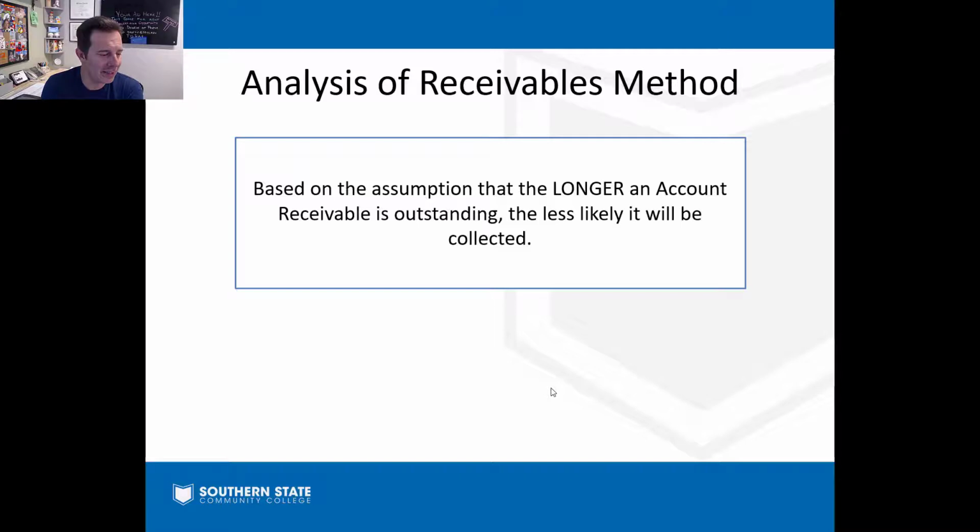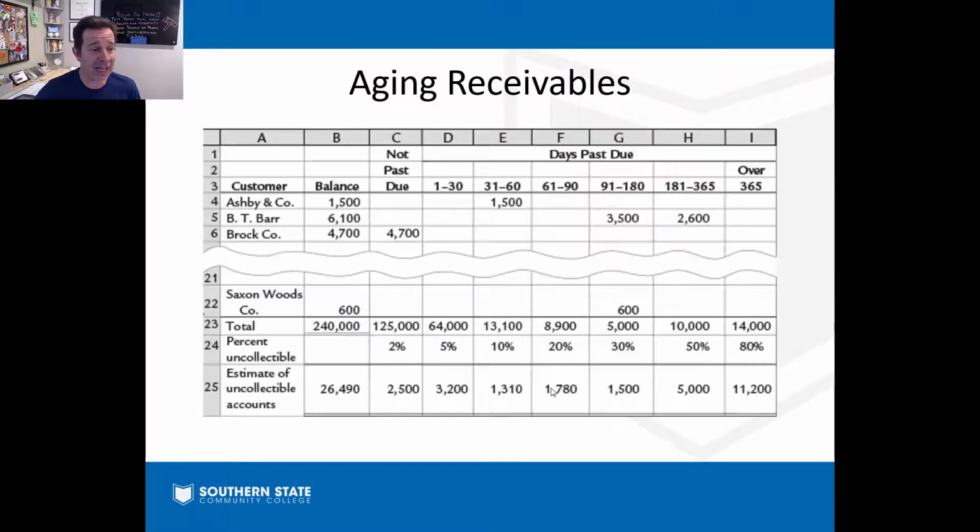If somebody has bought something on account and you give them 30 days to pay and it's day 5, you're probably not panicking too much about them paying. But if it's day 150, then you're probably thinking, there's a good chance that they may not pay. By day 360, you're probably pretty convinced that they're not going to pay. So the idea is the longer we're out from the original due date, the less likely the customer is going to pay us back. And we analyze all of the receivables based on that idea.